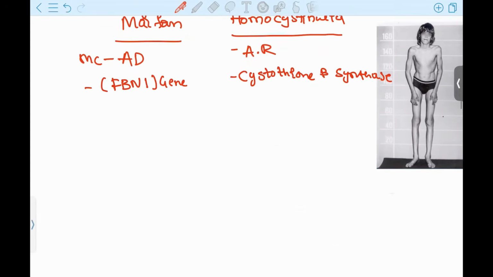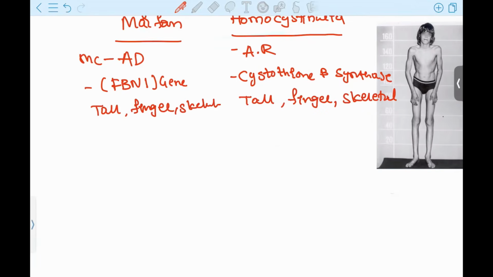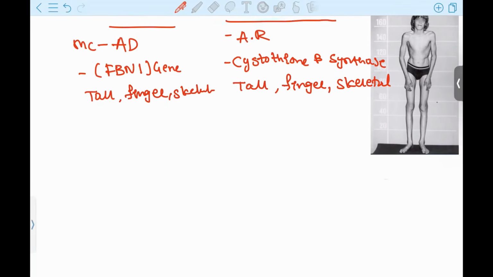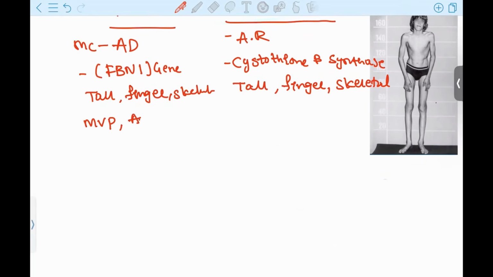So what are the symptoms? Both will be tall and both will have finger deformities. Long slender fingers will be seen in these patients, and the patient will also have skeletal deformities. In heart involvement, patients suffering from Marfan syndrome classically present with mitral valve prolapse and also aortic dissection. Remember, aortic dissection is the most common cause of death in Marfan syndrome.